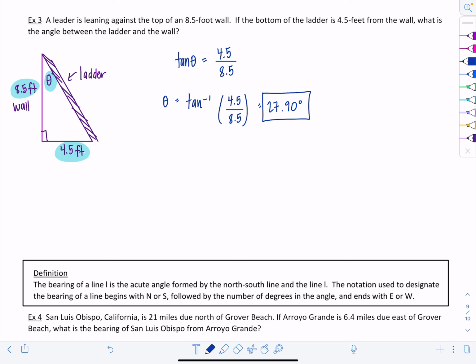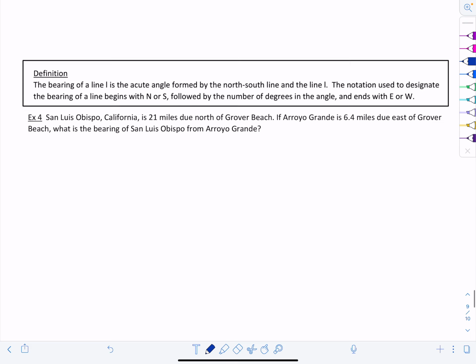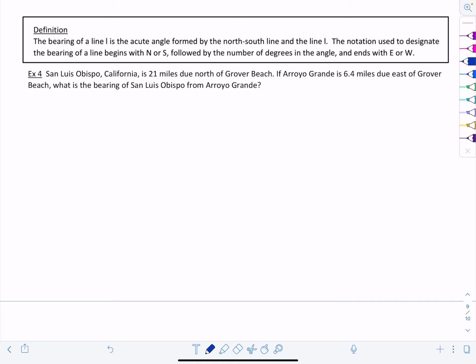Okay, last example. Before we dive in though, we need to understand the following definition. So the bearing of a line, L, is the acute angle formed by the north-south line and the line L. The notation used to designate the bearing of a line begins with N or S for north or south, followed by the number of degrees in the angle, and then it ends with E or W for east or west to indicate which way the line is swept out in reference to that north-south line. Okay, so here we go.